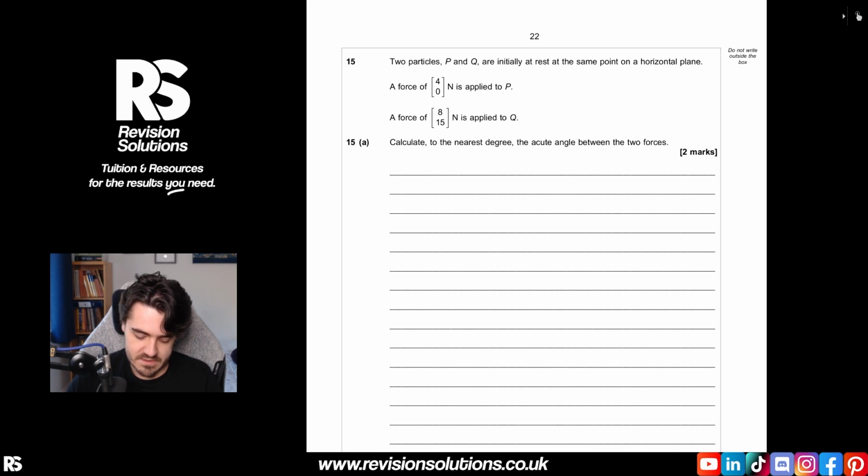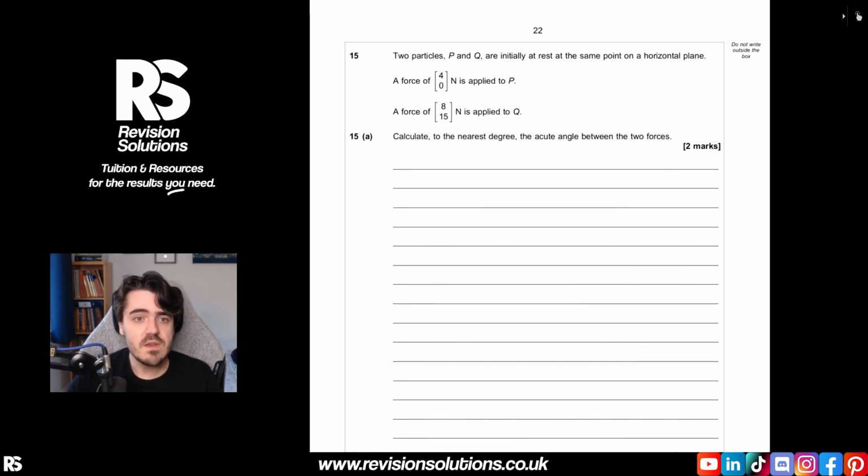Question 15 now says, two particles P and Q are initially at rest at the same point on a horizontal plane. A force of (40, 0) is applied to P and (8, 15) is applied to Q. Can we calculate to the nearest degree the acute angle between the two forces?